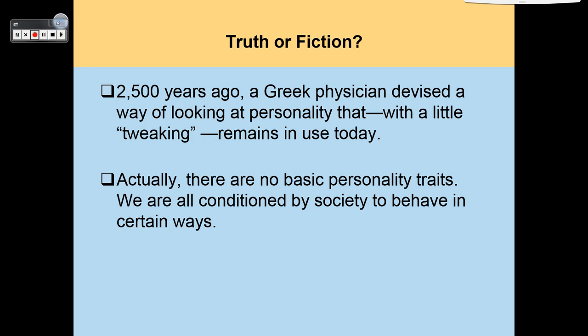2,500 years ago, a Greek physician devised a way of looking at personality that, with a little tweaking, remains in use today. That is true. Actually, there are no basic personality traits. We are all conditioned by society to behave in certain ways. That is false.